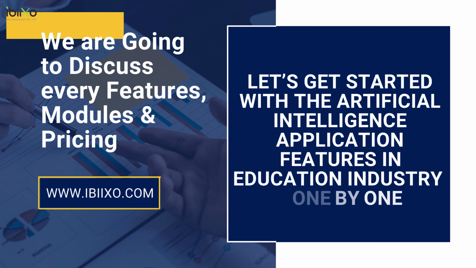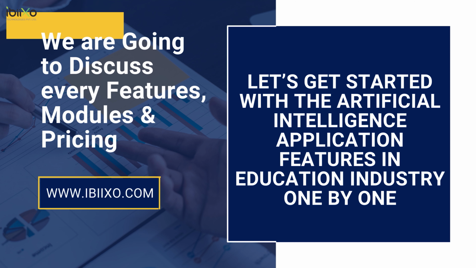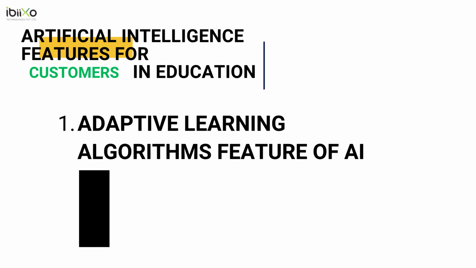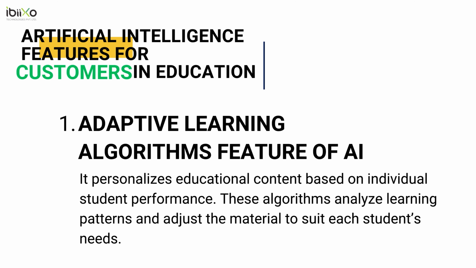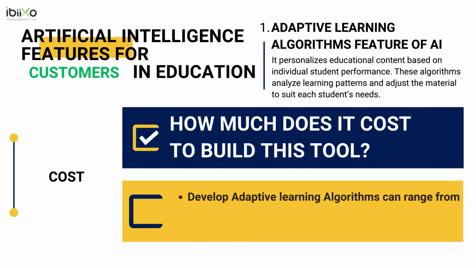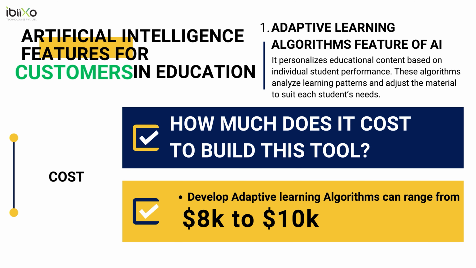Let's get started with the features for students. The first one in the list is adaptive learning algorithm. If developed in the correct way, it is going to suggest personalized content for the students so that they can understand the data and understand the whole concept very easily. Roughly, this is going to cost around $8,000 to $10,000.